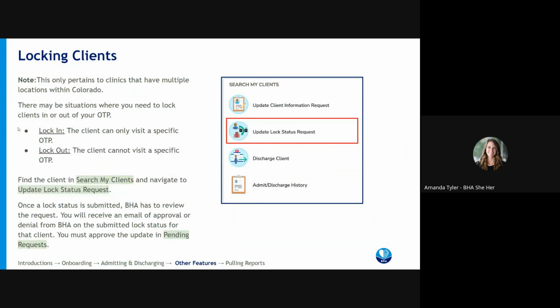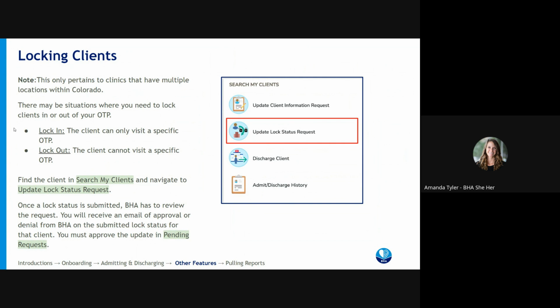So some clinics will have the option to lock in or lock out clients, and this is really for clinics that have multiple locations within Colorado. So there might be some situations where you need to lock a client in or out of your OTP. Locking a client in means that they can only visit a specific OTP. Locking somebody out means that the client cannot visit a specific OTP. The reasons for which you would need to do this are up to your clinic.